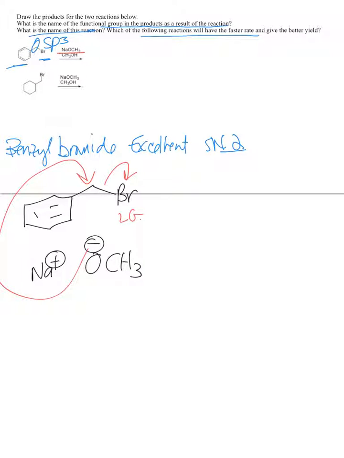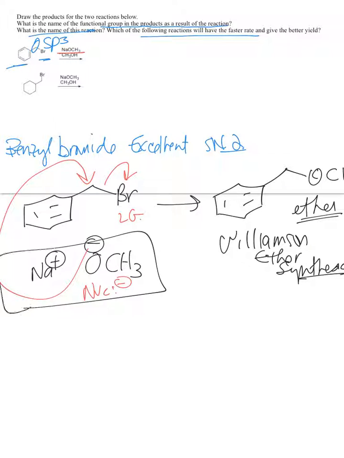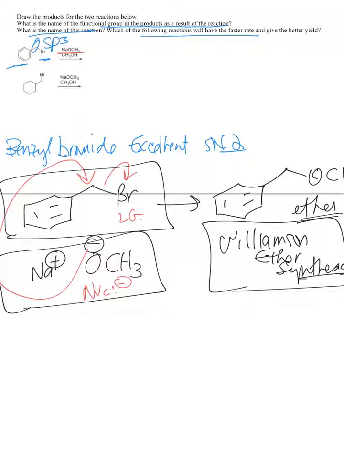Bromine is a great leaving group. This is a great nucleophile. You've got basically a very reactive alkyl halide, and you're going to get OCH3. What is this functional group? It is an ether, and it's the Williamson ether synthesis. Okay, it's an alkoxide with an alkyl halide to make an ether, Williamson ether synthesis.